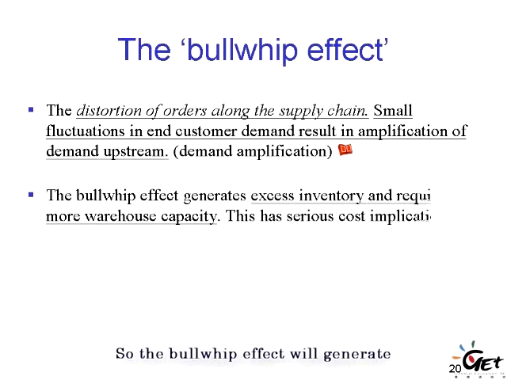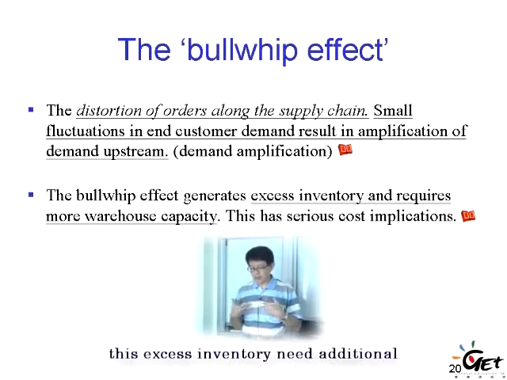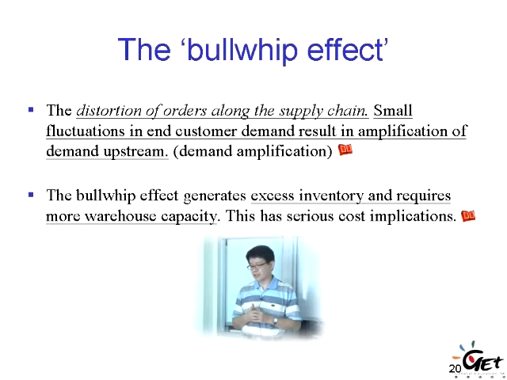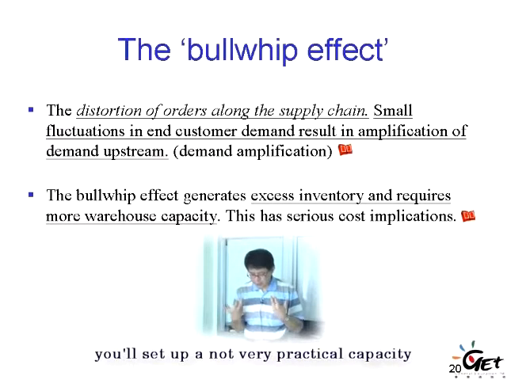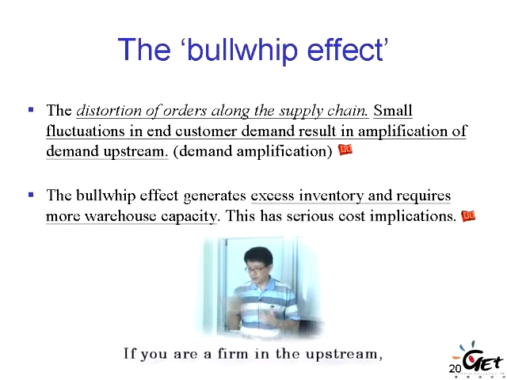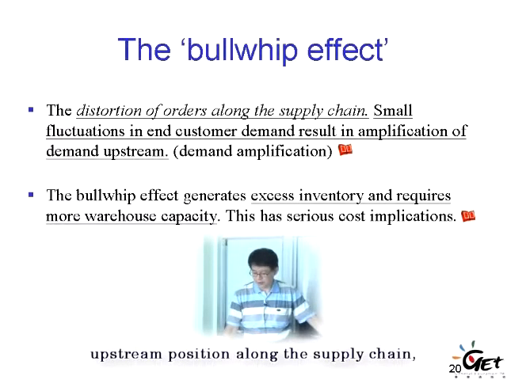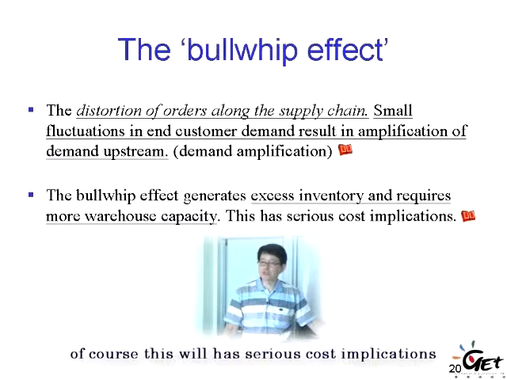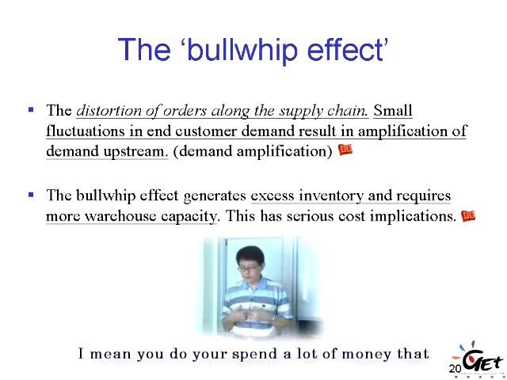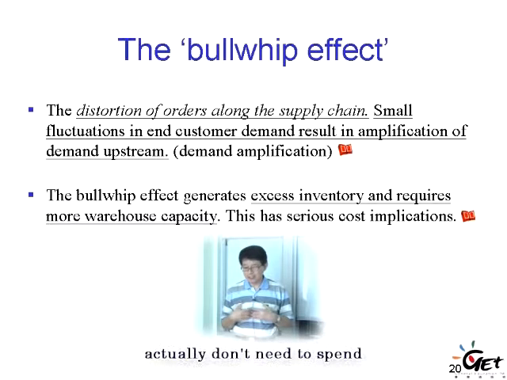Okay. So the bullwhip effect will generate excess inventory. Of course, this excess inventory needs additional warehouse capacity, right? So accordingly, you will set up a not very practical capacity for your warehouse if you are a firm in the upstream positions along the supply chain. Of course, this has serious cost implications. That means you will spend a lot of money that you actually don't need to spend.